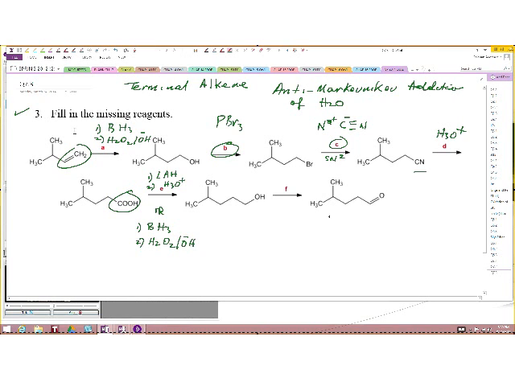Okay, finally we're going from a primary alcohol to an aldehyde. What reagent do we need? You all know that already, right? Okay, either pyridine, right?